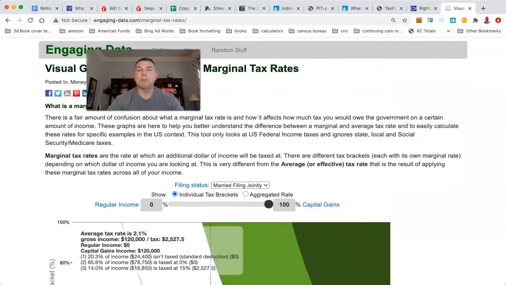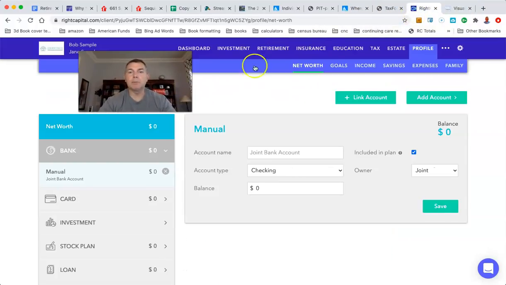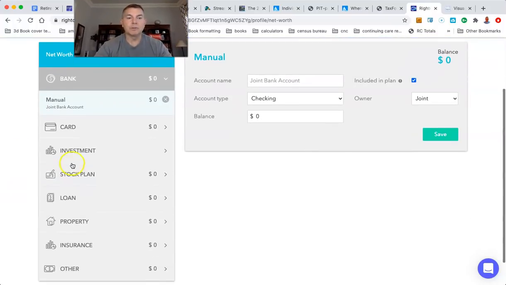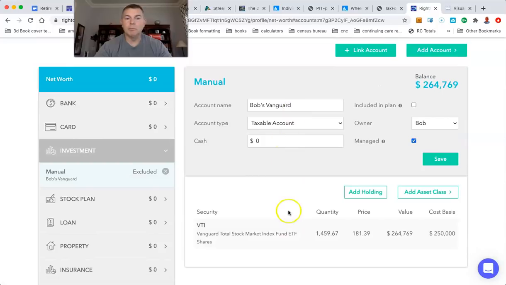So let's go to Right Capital. We'll just show you here. So we're going to go to Right Capital software, and we're going to bring up the Bob and Jane sample again. And what we're going to do is put in $1 million. Yeah, here we go. So we make a taxable account.